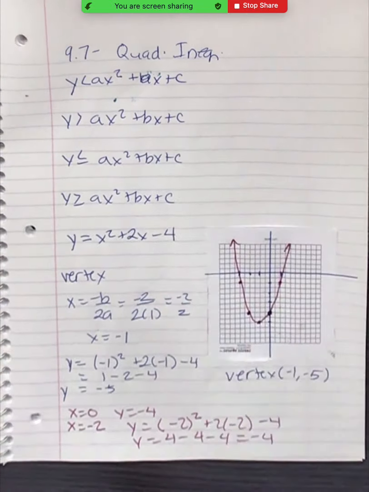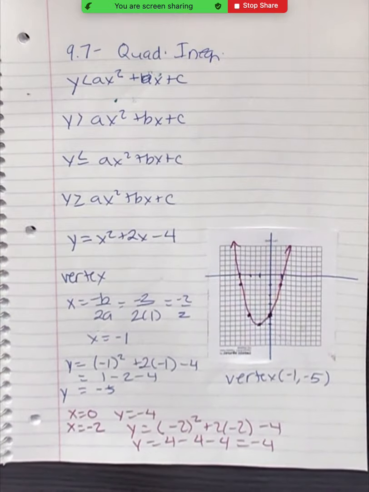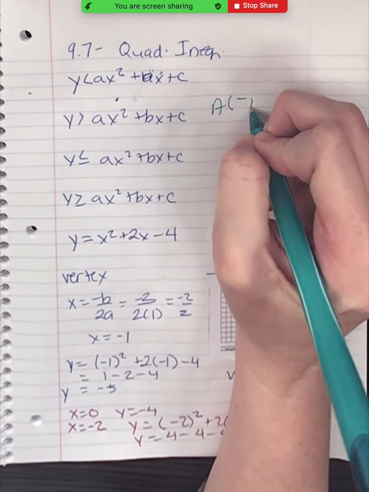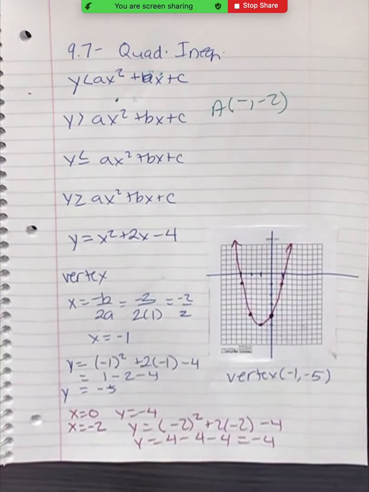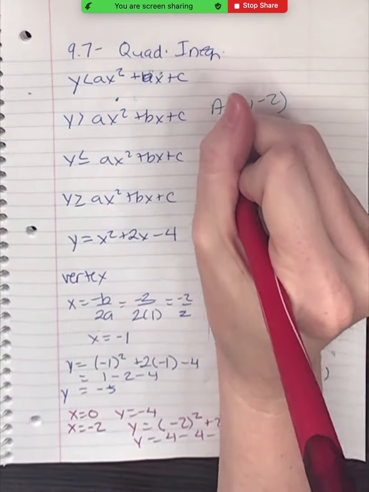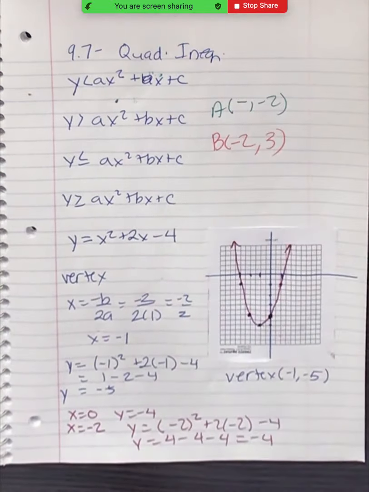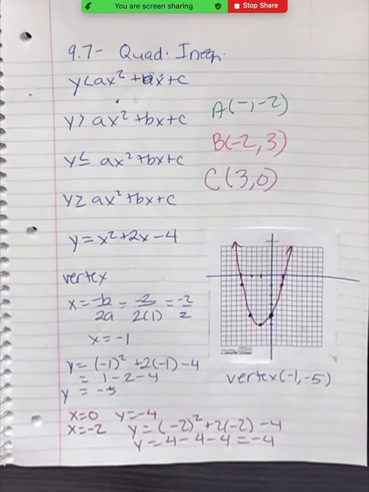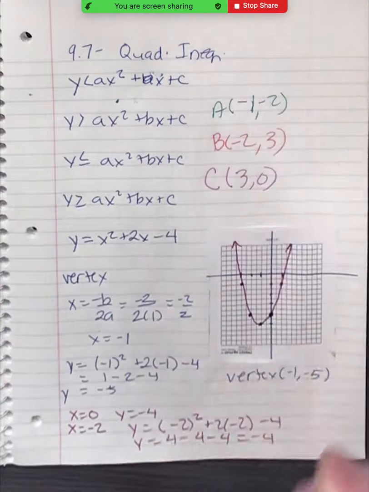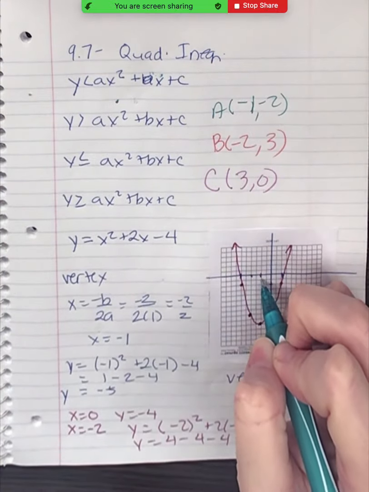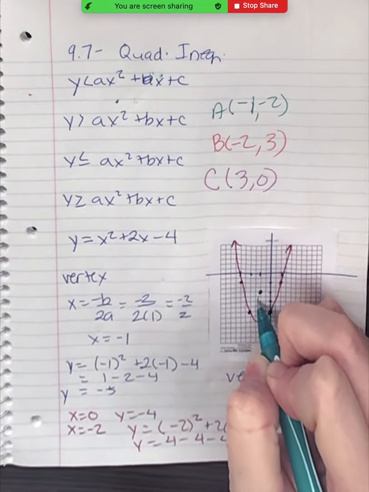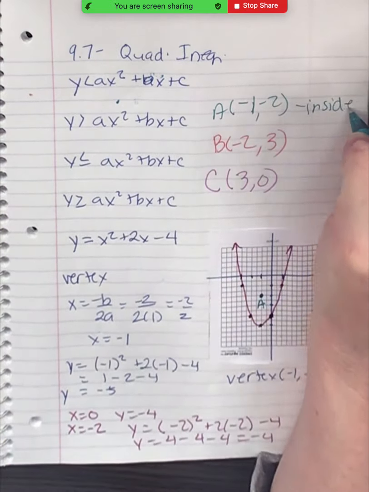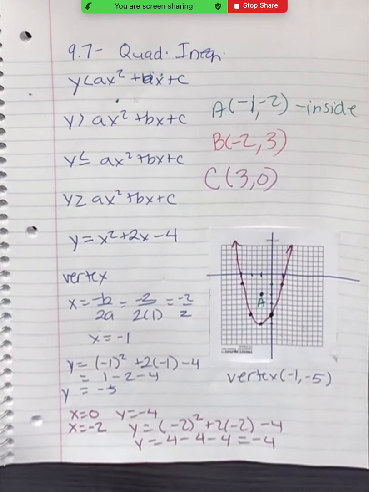Then if I look at some points, okay, the point A is negative 1, negative 2. B is at negative 2, 3. And C is at 3, 0. Okay, we're going to put these in the graph here. So negative 1, negative 2. Here's point A. We're going to say A is on the inside of our parabola because it's opening up and it's in between the two arms, okay?